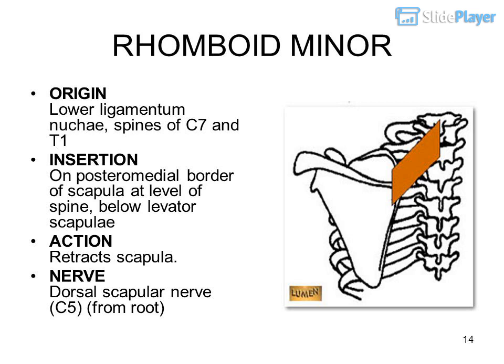Rhomboid minor. Origin: lower ligamentum nuchae, spines of C7 and T1. Insertion: on posteromedial border of scapula at level of spine, below levator scapulae. Action: retracts scapula. Nerve: dorsal scapular nerve, C5, from root.